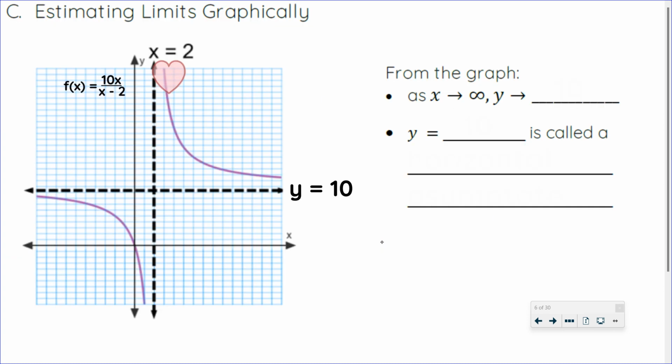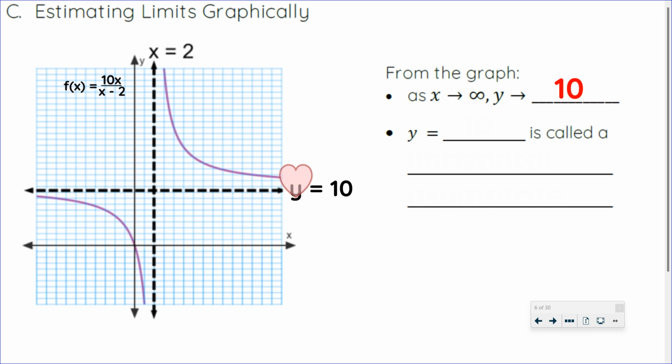Let's look at that graphically. So here's that function f of x, and here's the graph of it. You can see the graph is split into 4 sections by the asymptotes, and I want to know what happens as x approaches infinity. So here's my x value. I'm just to the right of 2, and as I approach positive infinity, I get bigger and bigger and bigger. You can see that graphically, my graph is going towards a y value of 10.